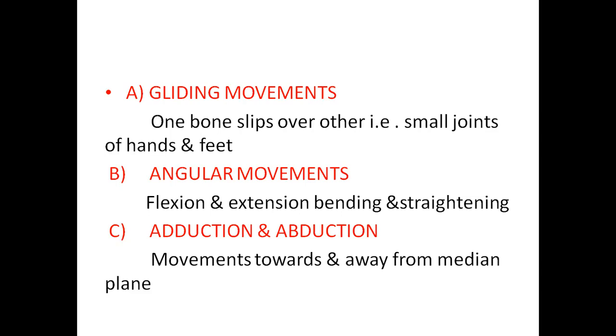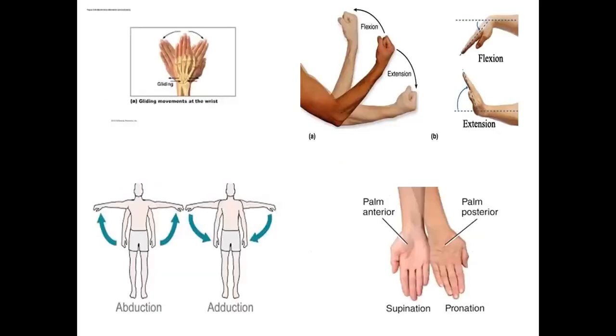The third one is adduction and abduction. These movements are towards and away from the median plane. The movements towards the median plane are called adduction, while those away from the median plane are called abduction. These images show the various movements. These are the small joints of the hand. Here the movements are called gliding movements.